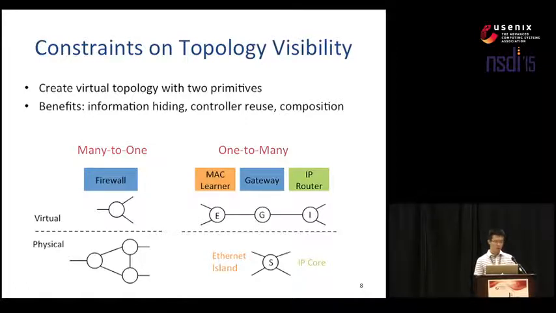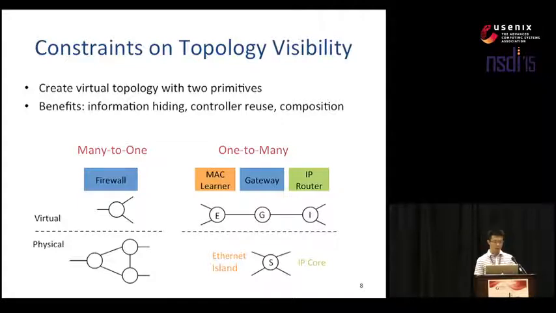The first primitive is many-to-one, which virtualizes multiple physical switches into a single virtual switch. For example, we can simply expose a big virtual switch to a firewall controller because the firewall does not have to know the physical connectivity to filter the packets.